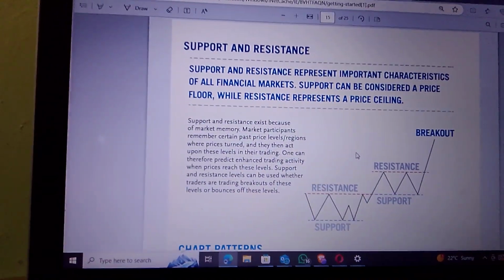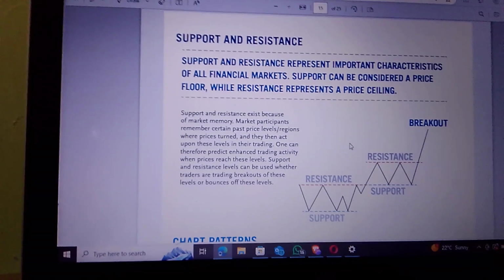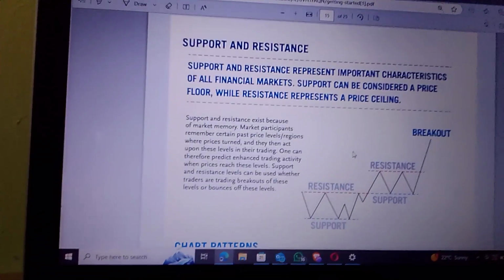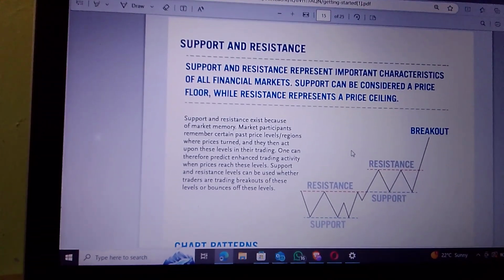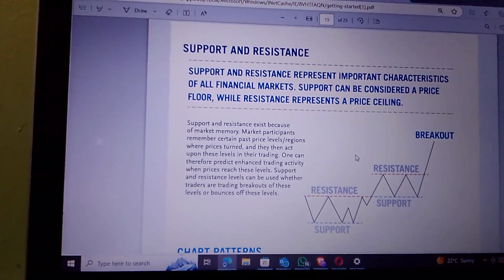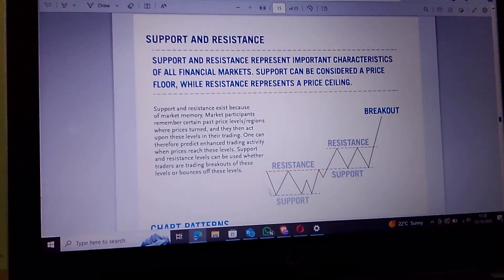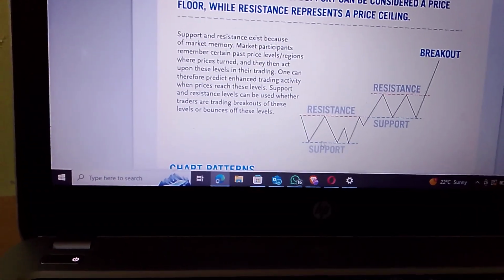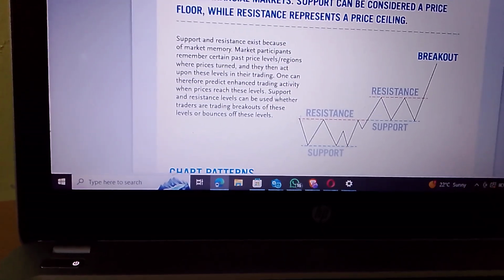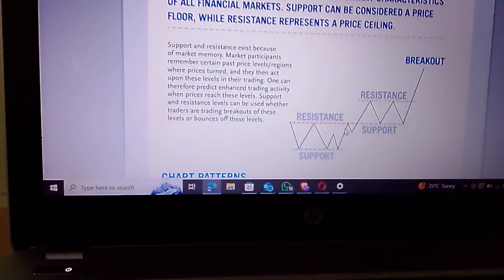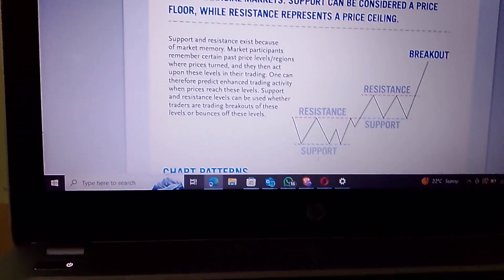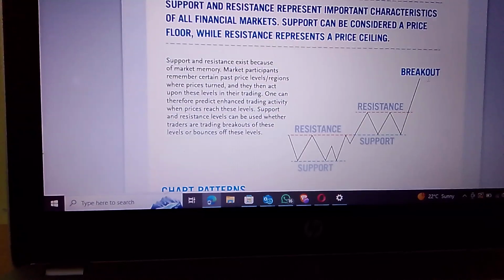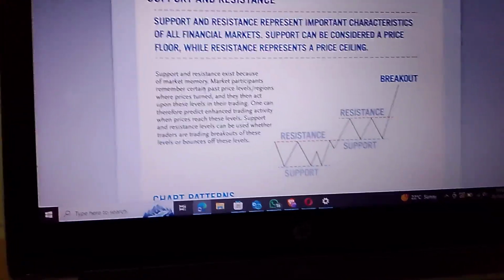Support and resistance. Support and resistance represent important characteristics of all financial markets. Support can be considered a price floor, while resistance represents a price ceiling. So support is this price floor, and resistance is this ceiling. At different points we have the support and resistance. Then here we have the breakout.